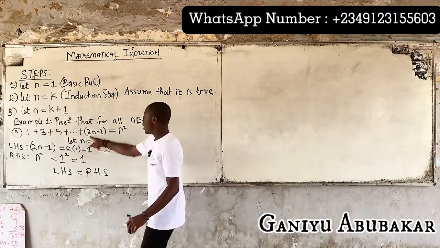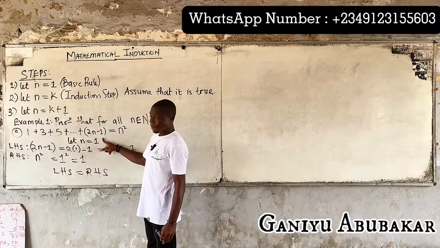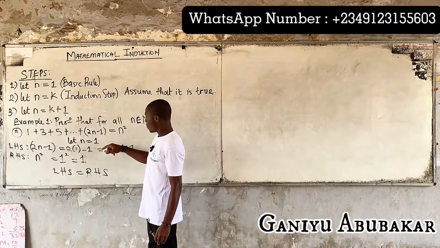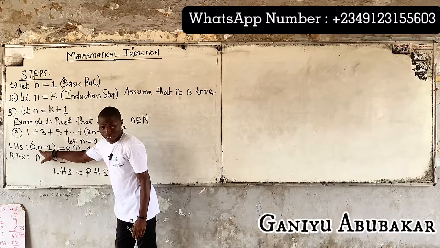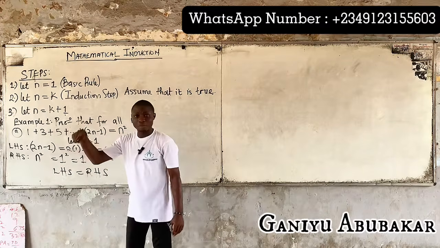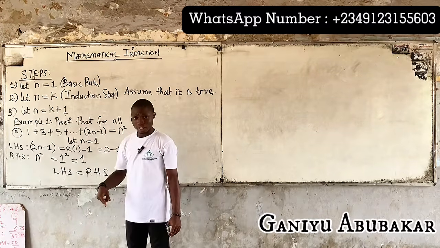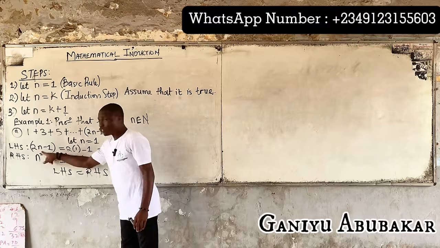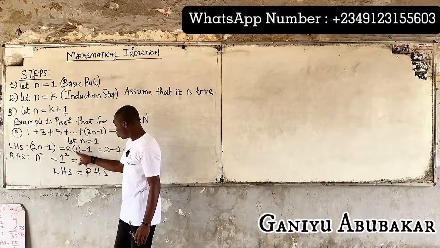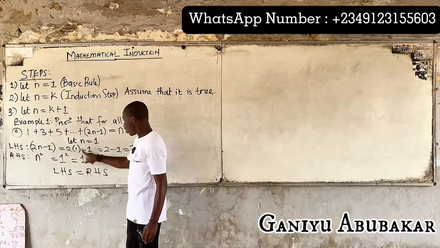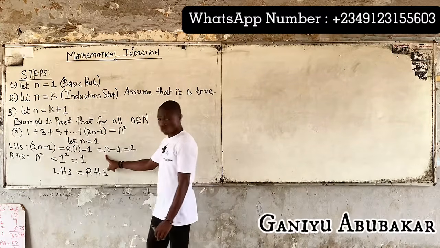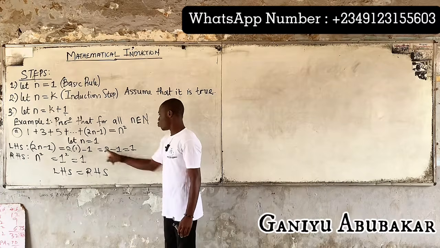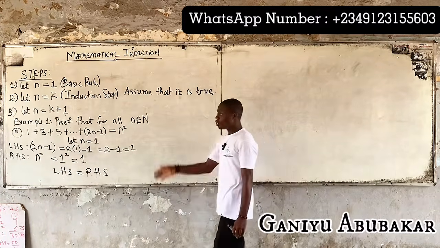This is 2n minus 1. That 1 in that bracket, how do you use it to multiply the 2? We said n should be 1. 2n means 2 times n. That becomes 2 times the value of n, which is 1, minus 1. 2 times 1 is 2, then minus this 1. This is your first step.